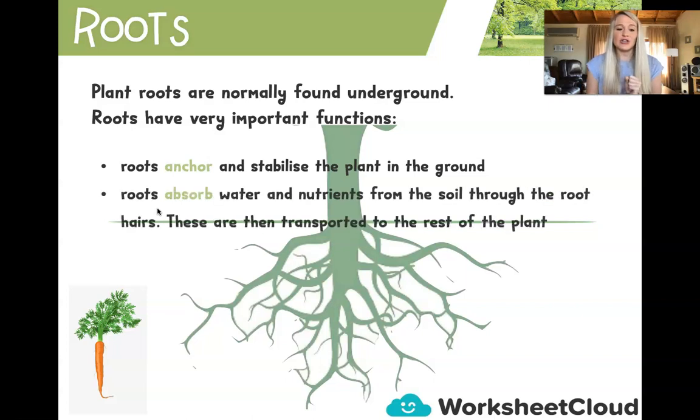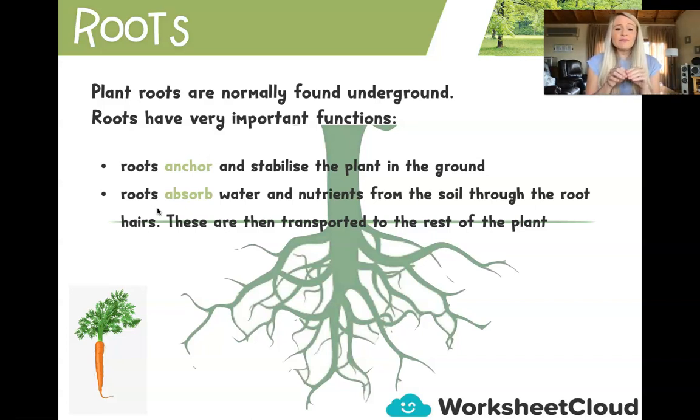The second function of roots is that roots absorb water and nutrients from the soil through the root hairs. These are then transported to the rest of the plant. So remember, it is very important that roots are spread in the ground. Either they are spread out, and those types of roots we call adventitious roots, or certain roots go really deep down into the ground, and we call those a taproot system.